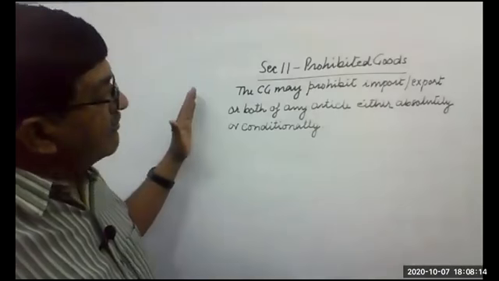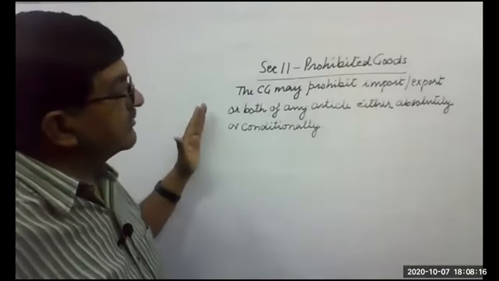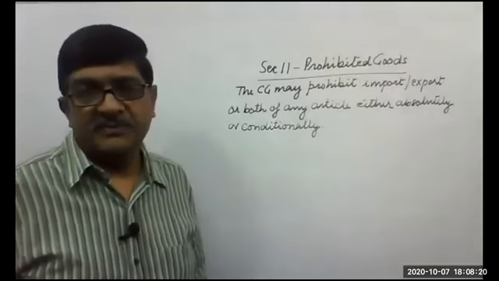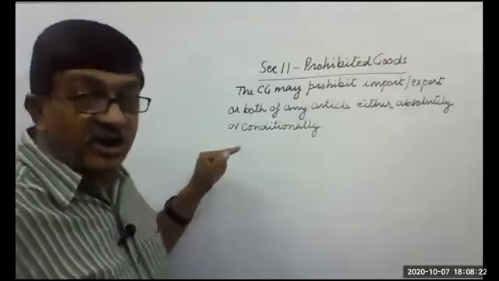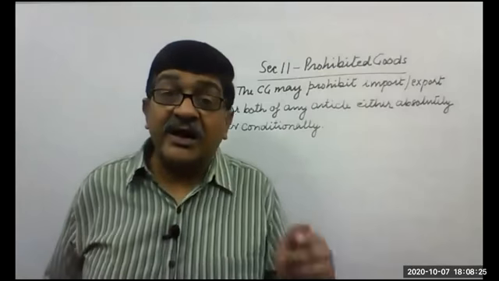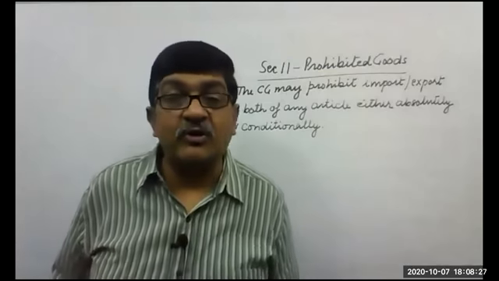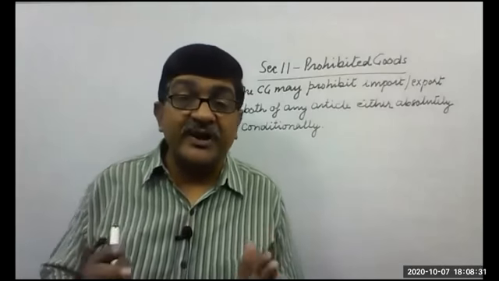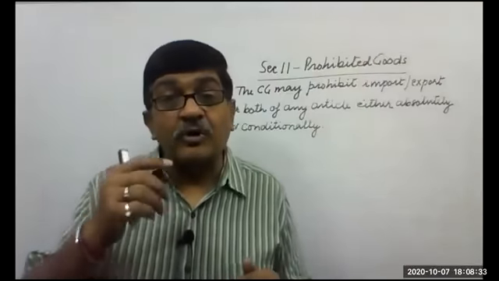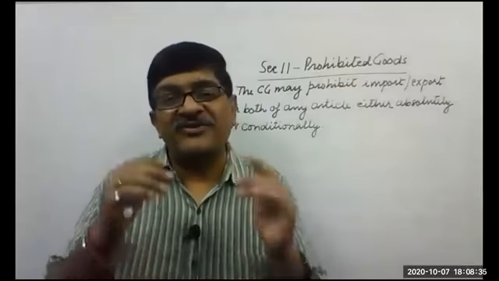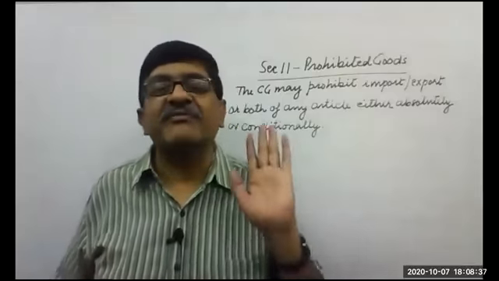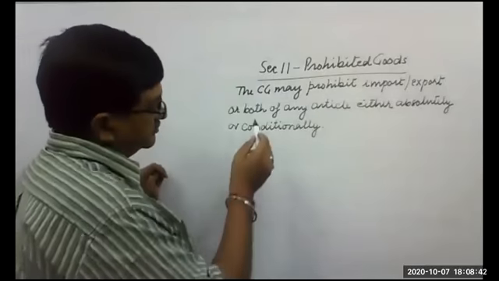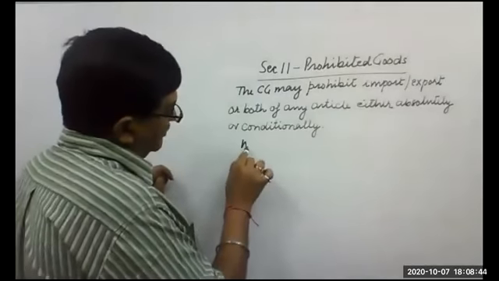So the central government may prohibit either import or export or both of any article, either absolutely or conditionally. Right. So when it is conditional, and if the condition is satisfied or fulfilled, then the prohibition does not apply. So when it is conditional, it should not be called a prohibition, it should be referred to as a restriction. But by chance it is being referred to as a prohibition. So now, continuation.